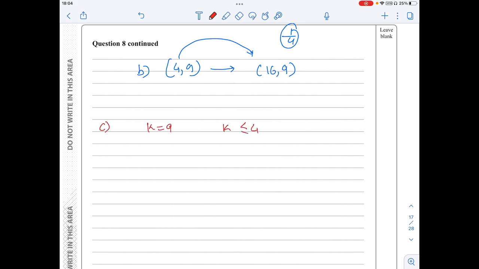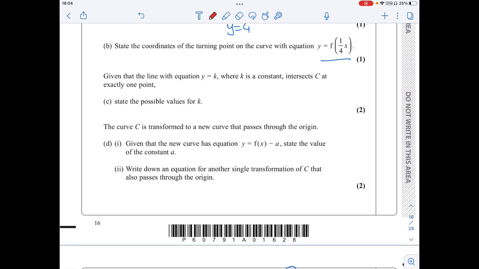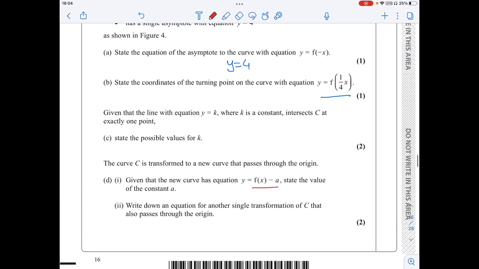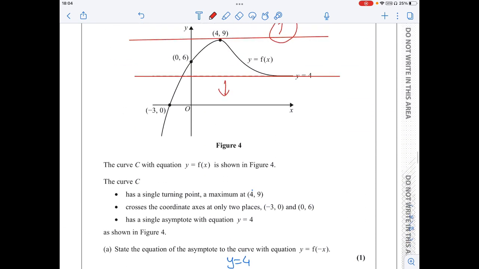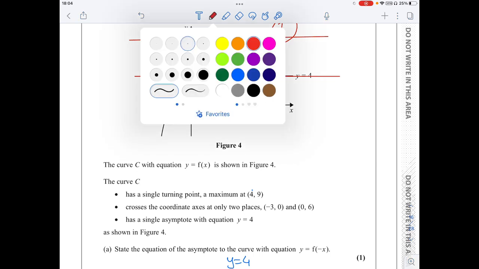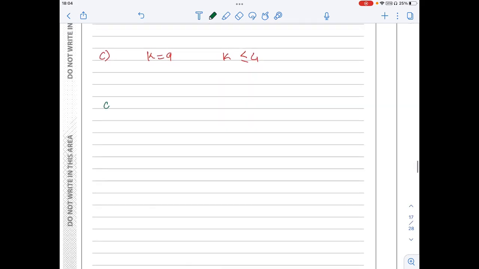Now coming to part D, the curve C is transformed to a new curve that passes through the origin. Given that the new curve is y equals f of x minus a, state the value of a. It has to pass through the origin, which means this (0, 6) has to come down 6 units. So therefore a equals 6.